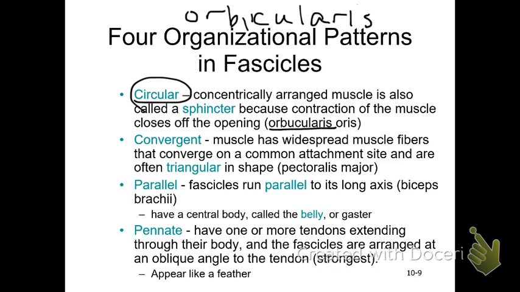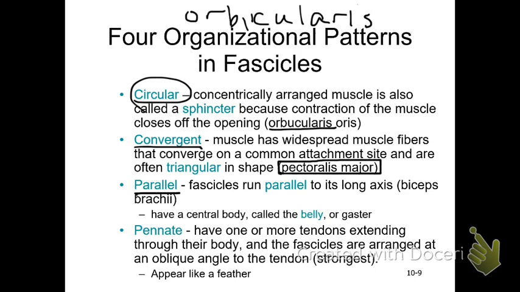There are muscles that are considered convergent. That is, they look more triangular. A good example of this is the pectoralis major muscle of the chest. You'll see in the diagrams that it has basically a triangular shape. There are muscles referred to as parallel muscles.